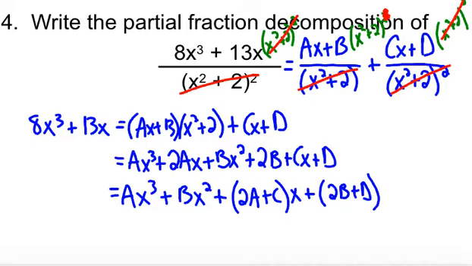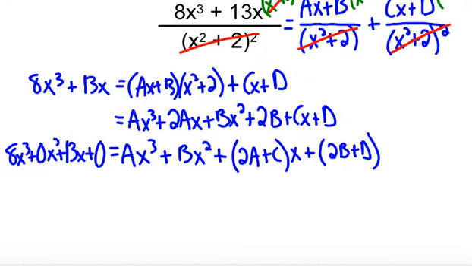Now, on the left-hand side, we do have this 8x cubed. We don't have an x squared term, so I'm just going to call it 0x squared. And then we have 13x, and we don't have a constant term, so I'll just call that 0. Okay, so now what we're going to do is take a look at the coefficients and compare them.